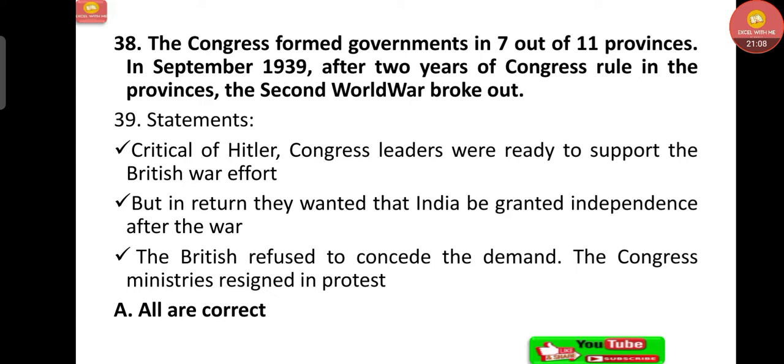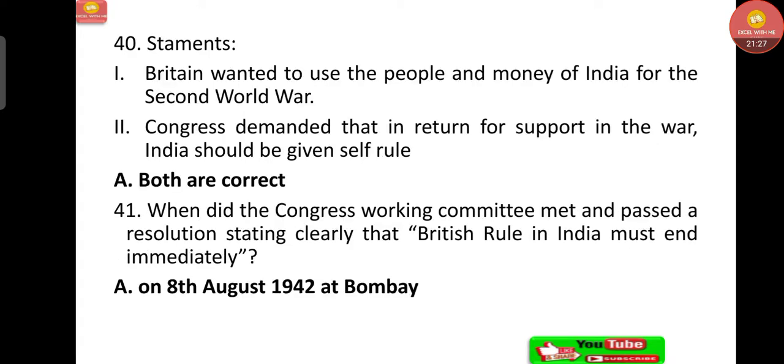Now, let's see the statements here. Critical of Hitler, Congress leaders were ready to support the British war effort, but in return, they wanted that India be granted independence after the war. The British refused to concede the demand. The Congress ministers resigned in protest. All the statements are correct.